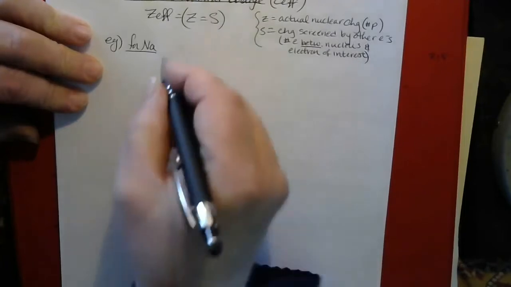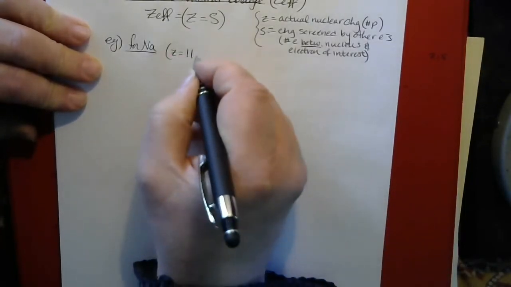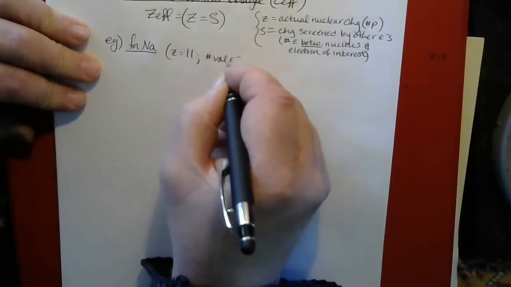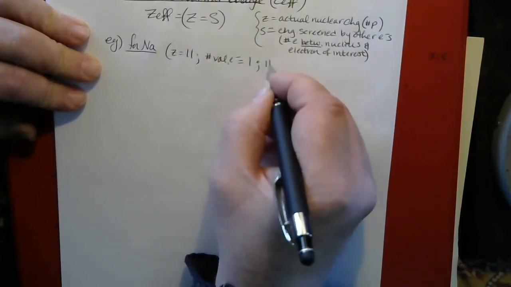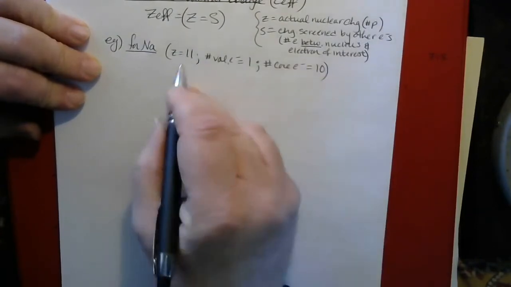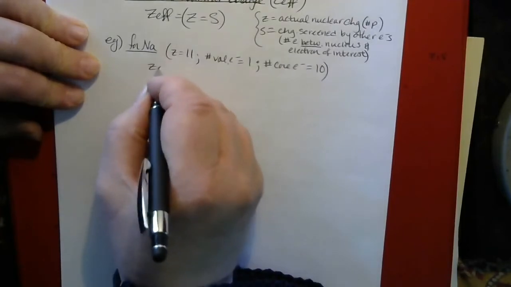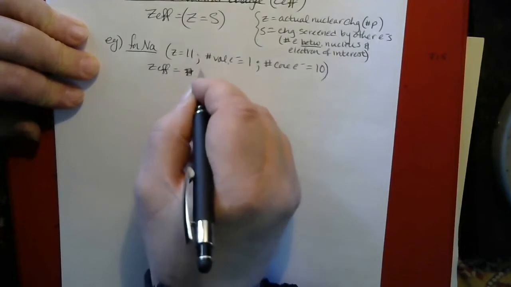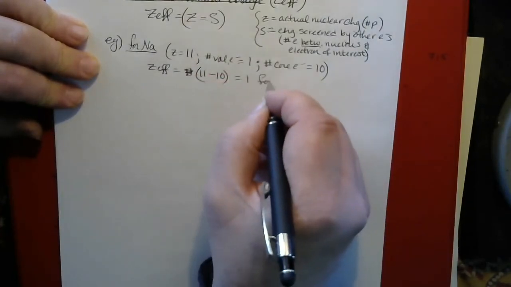So for example, for sodium, the atomic number is 11. The number of valence electrons is 1 because it's in group 1A. And so the number of core electrons would be 11 minus 1, which is 10. The effective nuclear charge is going to be 11 minus 10, which is 1 for a valence electron.